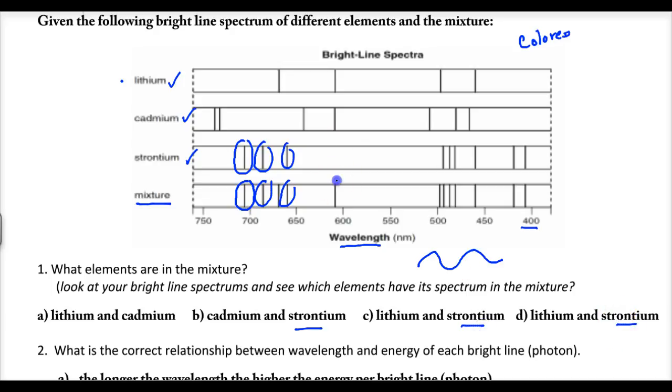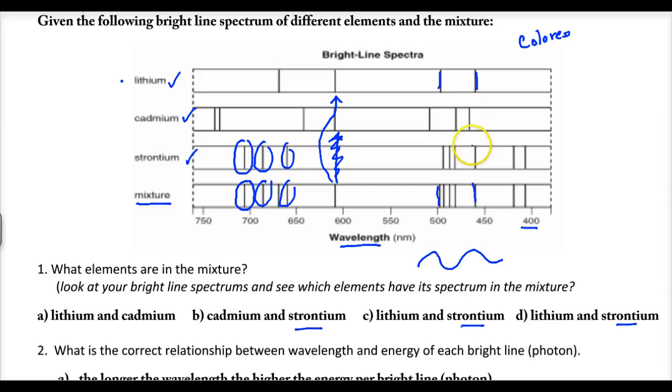Now, who else is in here? Well, I can see that also cadmium. Oh, not cadmium, because if it was cadmium, cadmium had this line here. So it's not cadmium. It's what? It's lithium. Lithium's lines are found exactly on the mixture.